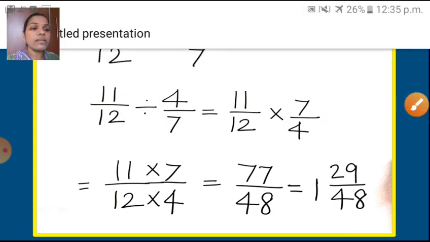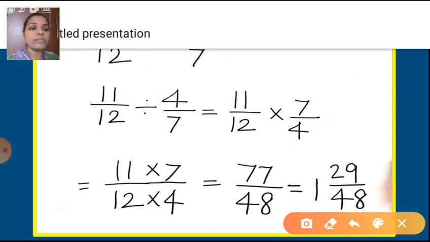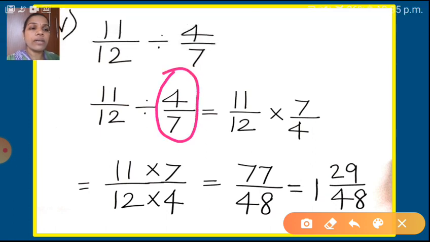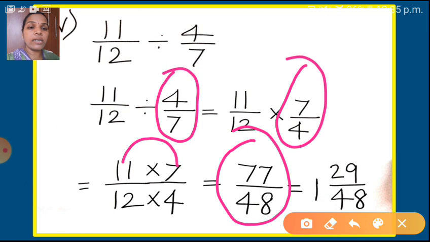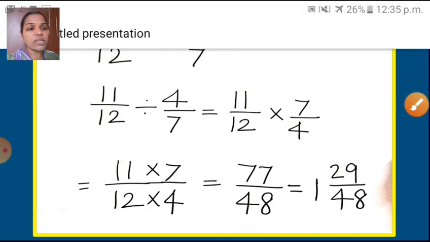Yes, children, see here, 4 upon 7. Here I have written the reciprocal, that means 7 upon 4. Now what do we have to do? We have to multiply. Okay, so 11 into 7 upon 12 into 4. So children, see here, 11 sevens are 77 upon 12 fours are 48. 77 upon 48.